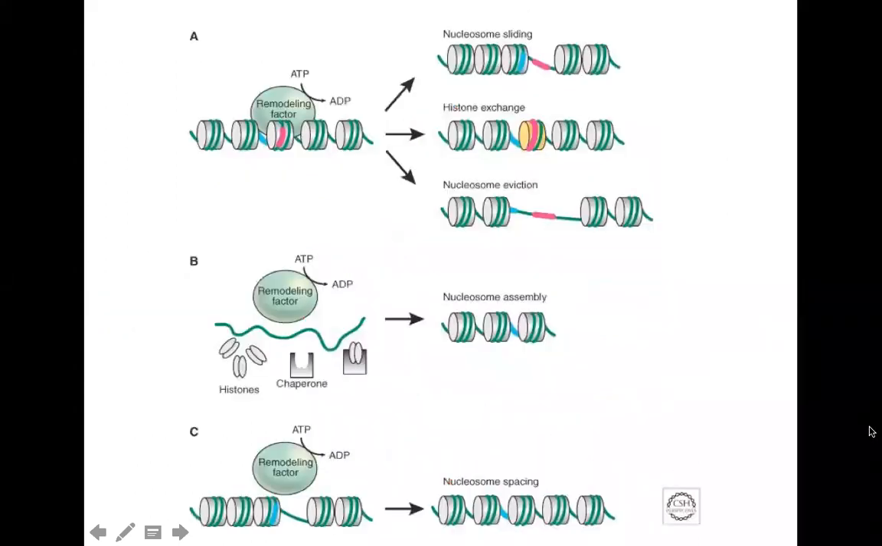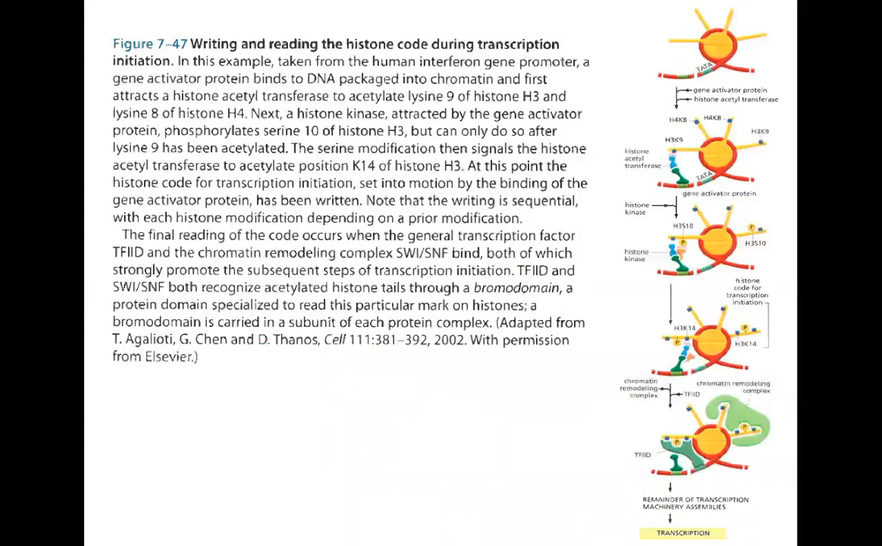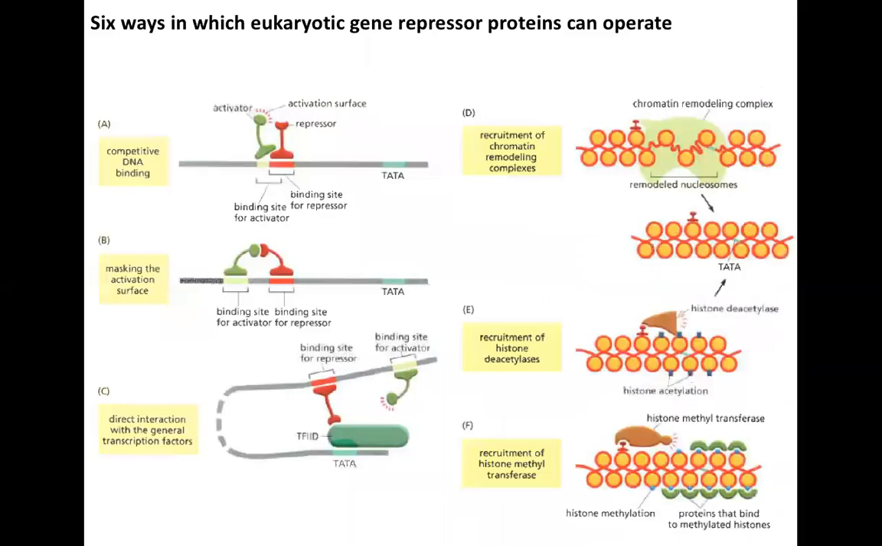Now we are moving towards the repressor proteins. What would they do? How would they modify the chromatin, and how can they affect the expression of the proteins? The first mechanism we study here is competitive DNA binding. Here we have 2 binding sites: one is a binding site for the activator protein, and the second is the binding site for the repressor protein, and both of them are upstream of the TATA box.